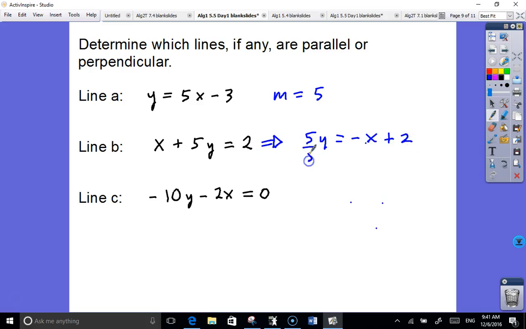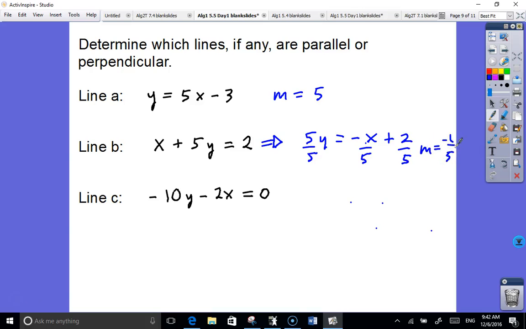Divide everything by 5, right? Divide by 5. Divide by 5. Now, in the end, I don't really care about the y-intercept. All I care about is the slope. What's the slope of that line? -1/5, right? -1/5. That's kind of sloppy. Let me make that a better 5. Okay, so this one had m equals -1/5.